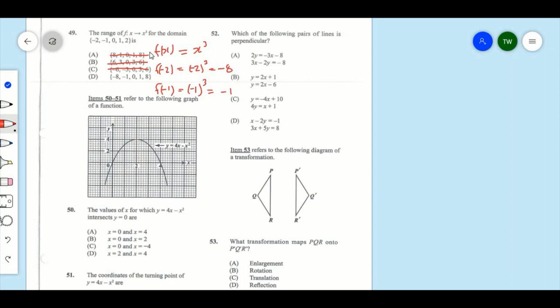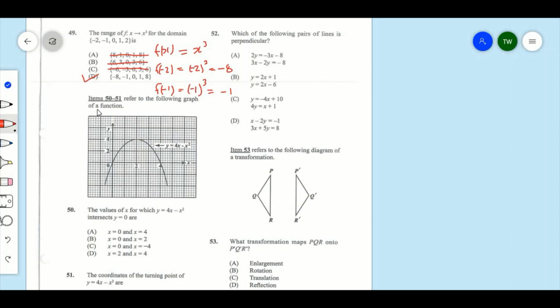And if you keep substituting, when you substitute 0, our next value will be 0. And if you substitute 1, our next value is going to be 1. And if you substitute positive 2, our next value is going to be 8. So clearly our answer is going to be D.